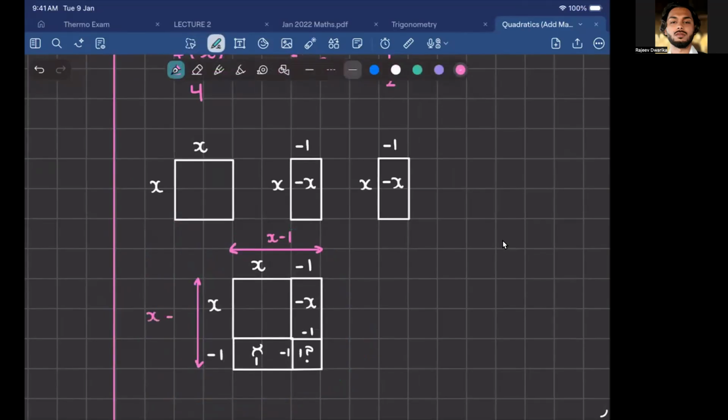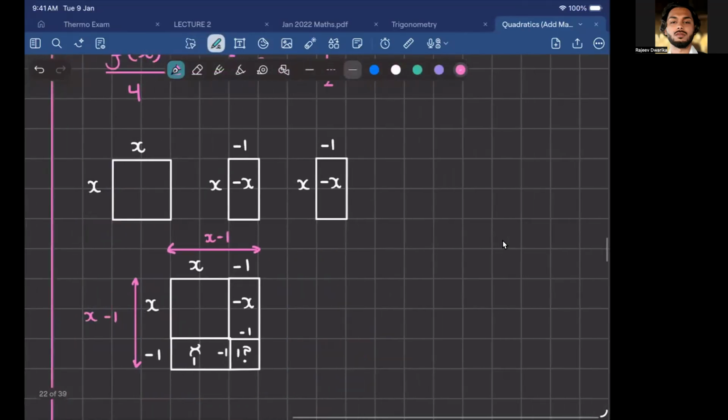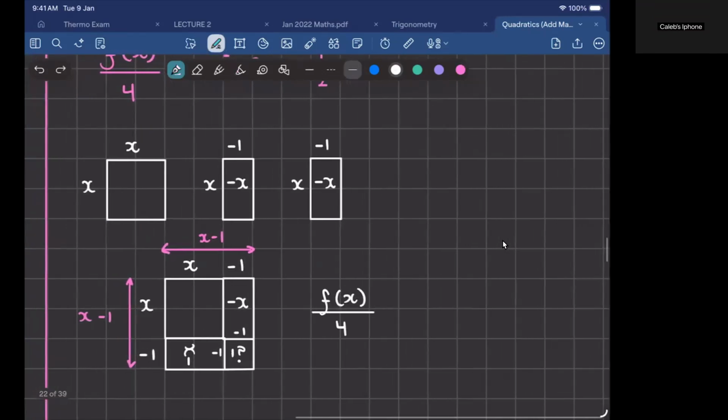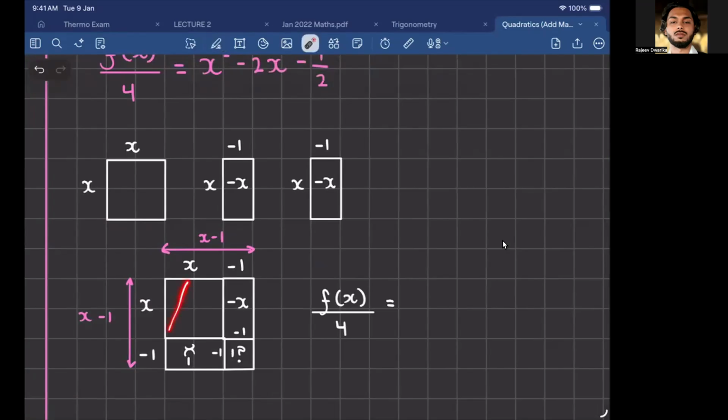Now, is this a perfect square? No, it's not a perfect square. You're missing one. Remember? You're missing one. It's not a perfect square. So here is what we're going to do. If it was a perfect square, then the area would be x minus 1 squared.